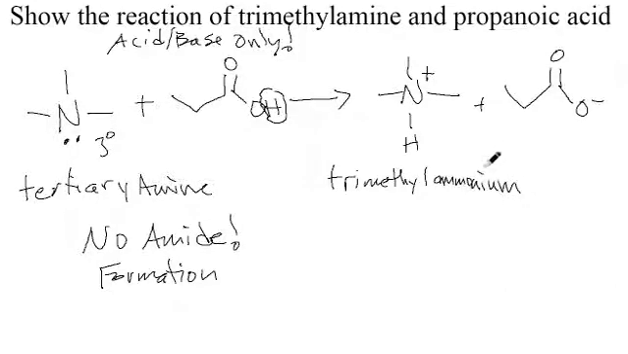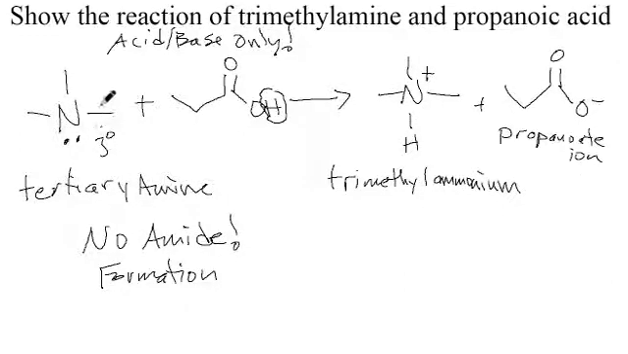And this is an example of an ammonium ion because there are 4 bonds to nitrogen and a positive charge. And this is our propanoate ion. And generally speaking, this is an example of an ammonium carboxylate reaction, or an ammonium carboxylate salt being formed. Because this is our ammonium ion, this is our carboxylate anion.